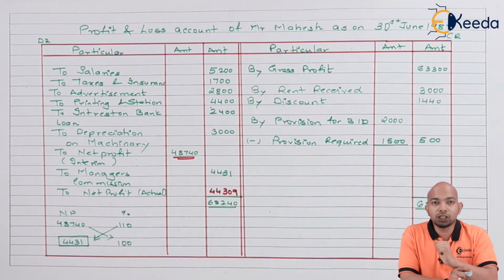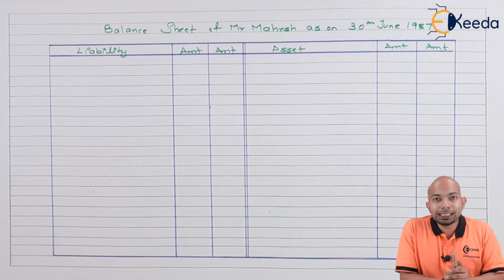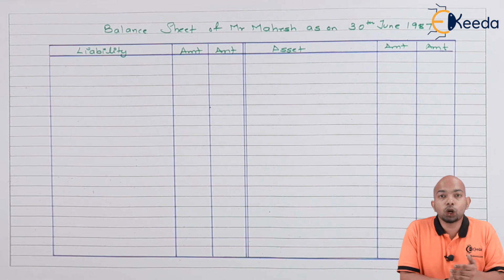So let's prepare the balance sheet in the next slide. We have prepared the specimen for the balance sheet. We'll now go ahead and prepare the actual balance sheet with all the necessary adjustments being taken into consideration. Let's prepare the balance sheet first and then figure out whether the total of assets and liabilities matches up or not.